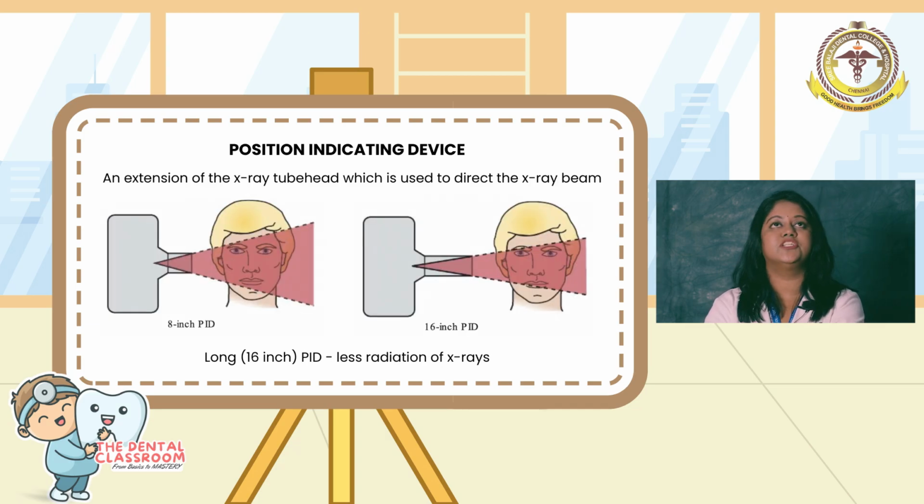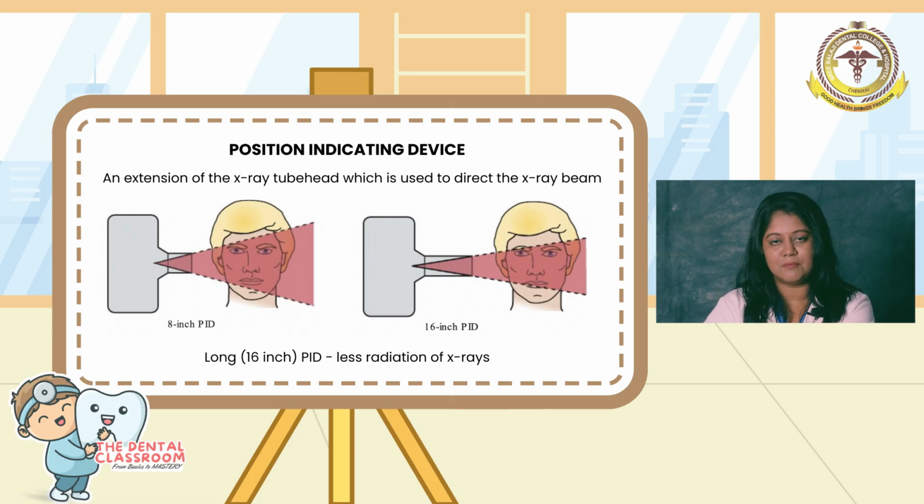Moving on to position indicating device. It is an extension of the X-ray tube head, which is used to direct the X-ray beam. Commercially in the market you get 8-inch long position indicating device and a 16-inch position indicating device.